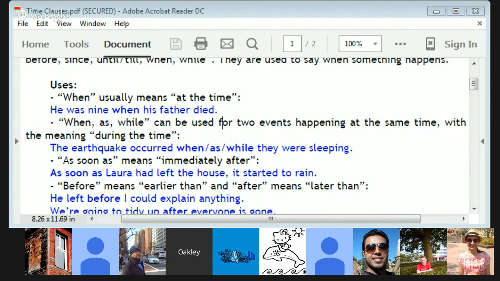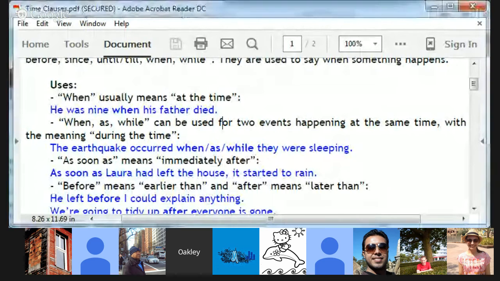Everyone will get a chance, but there's a lot of different subordinators, so I'm just going to go one at a time here and go around as we look at each one or each aspect. Okay, I got ahead of myself earlier. When, as, and while can be used for two events at the same time. For example, the earthquake occurred when they were sleeping, as they were sleeping, while they were sleeping.